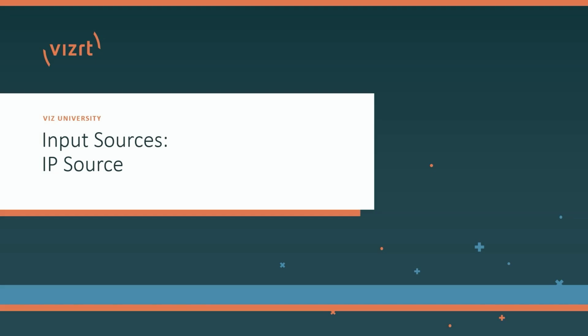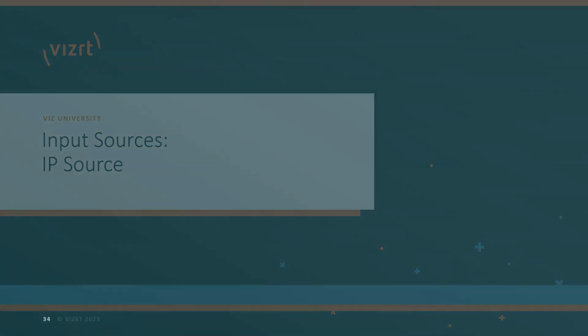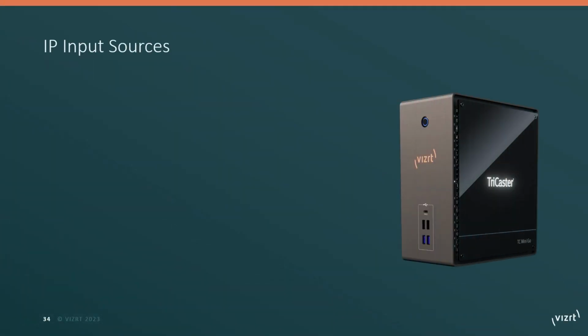Another way you may get signals into your TriCaster is using IP. So let's talk about the different types of IP sources that can be connected to your TriCaster. Now, I do want to take a moment and just mention what the difference between these and NDI are, because in a way, they're all IP sources.